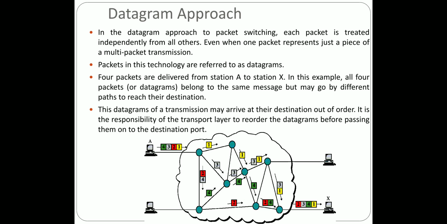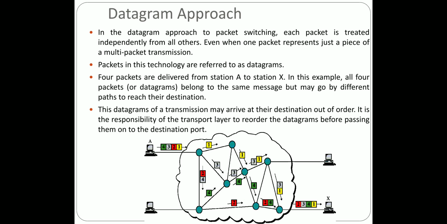In datagram, each packet of a message is treated independently, and that packet is called a datagram. Now, for example, in the following figure, A wants to send some message to X. A wants to send 4 packets. This message is broken down into 4 packets, numbered 1, 2, 3, 4. That is the sequence in which the message is divided, and that's the sequence in which the message should be received by the receiver at X.